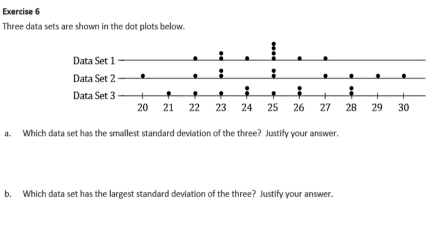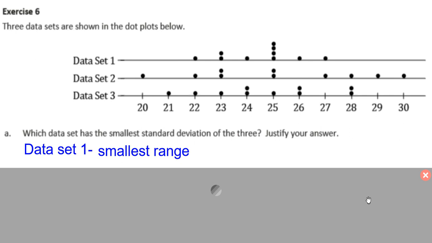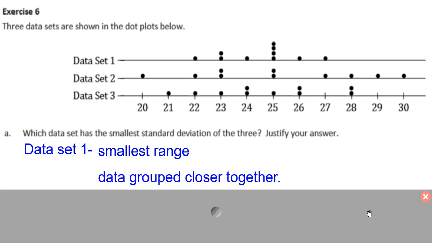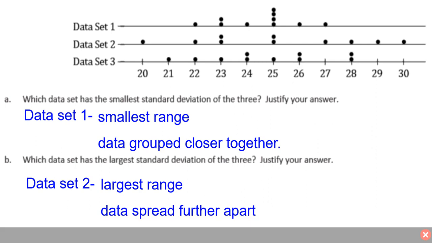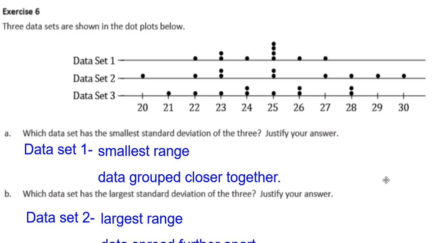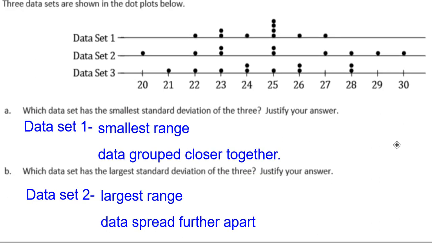So again, we're trying to imagine the means for each of these data sets and the smallest distance away, so it's not going to have a large spread of the data. And so in that case, data set 1 would fit the bill. And then the largest one away from the mean, the largest spread of the data, that would have to be data 2. So here's kind of like our mean, and we see the larger spread of the data set. So smallest 1, largest 2.